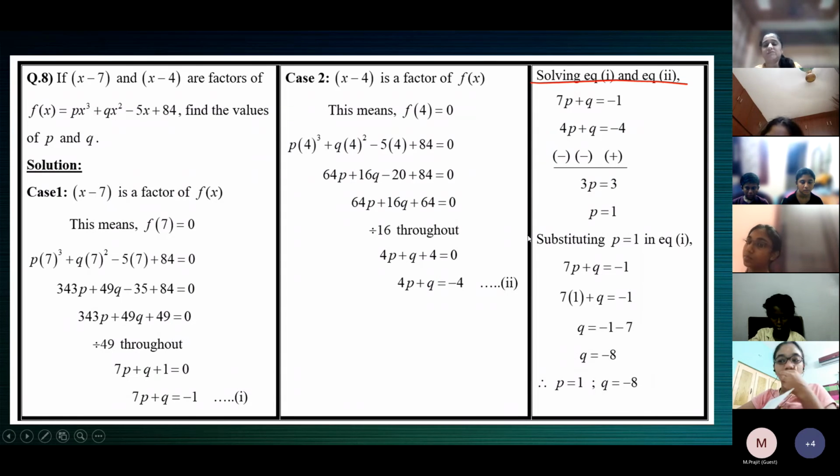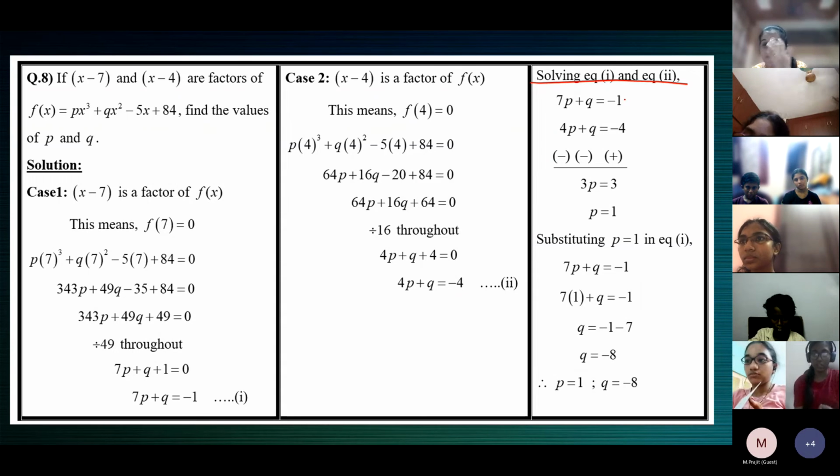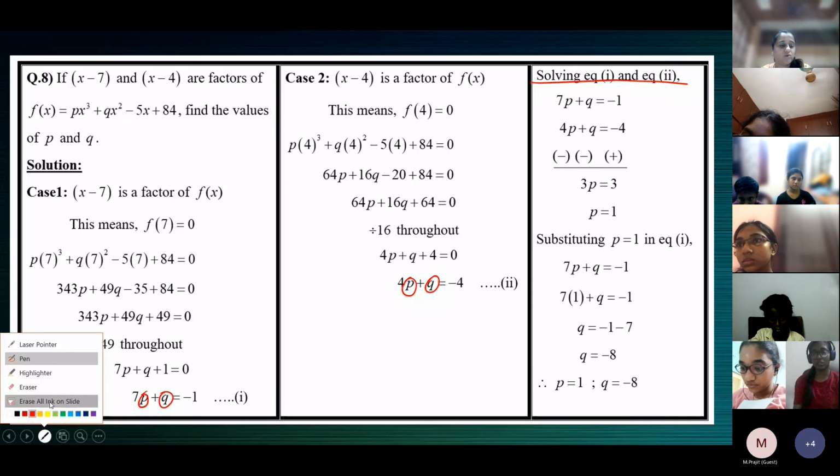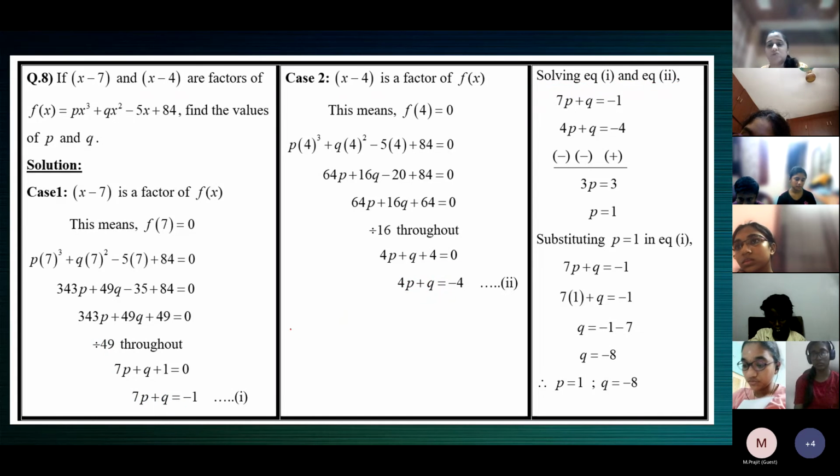So now we are going to learn something new, children: how to solve two equations to find the values of the variables. Here we have two equations with variables p and q. What you do is write the equations one below the other. That's the first step.